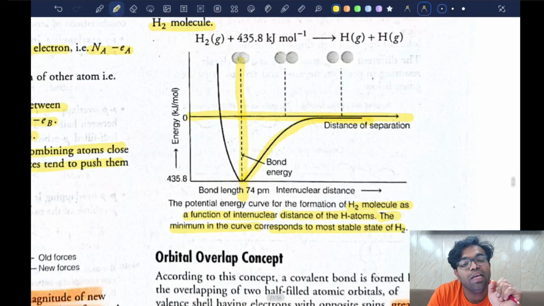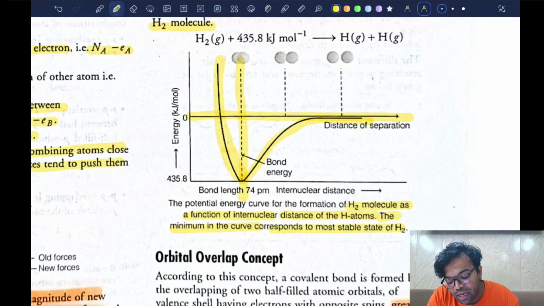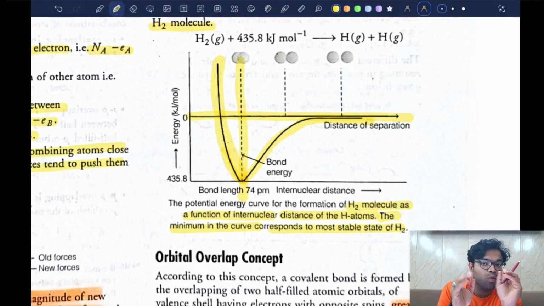If they are brought even closer, what happens? There is the repulsion taking place between the two nuclei. Repulsion is happening here. Understood? Repulsion means a sudden increase in energy. So, you cannot bring them very close to each other. There is a certain distance where the potential energy will be minimum.